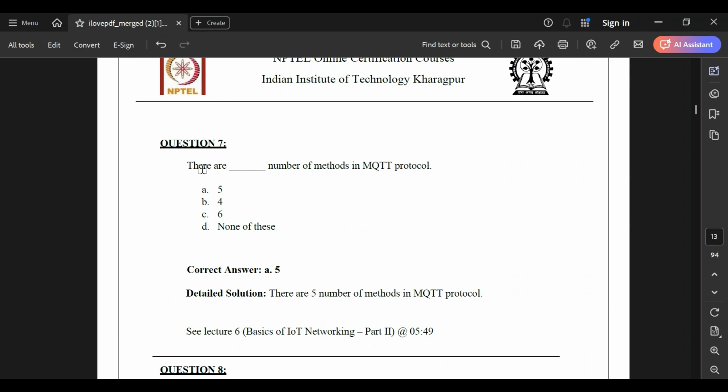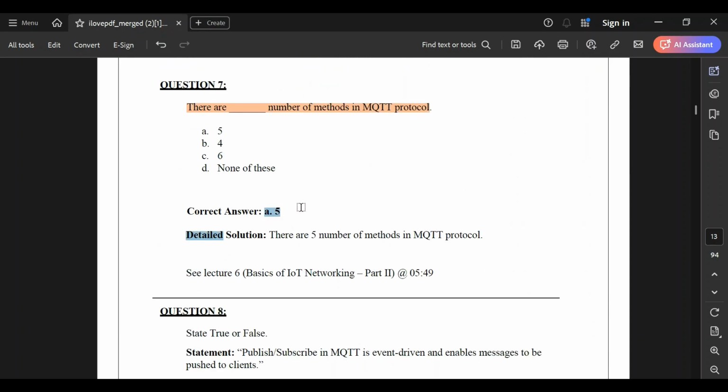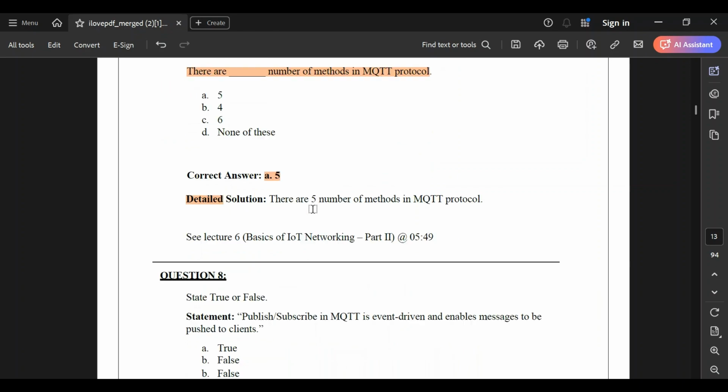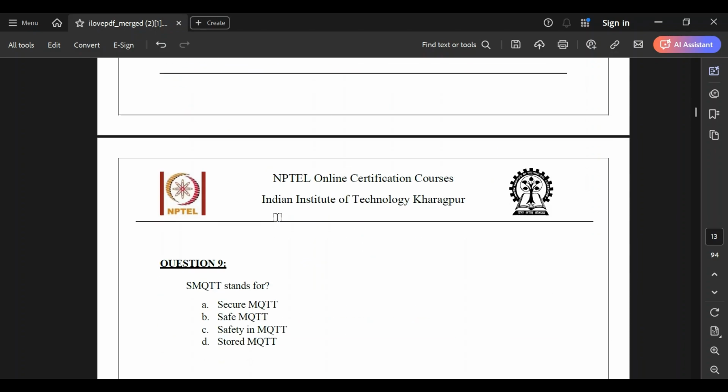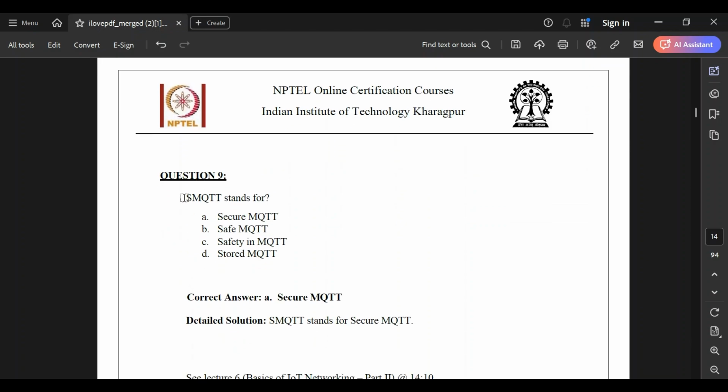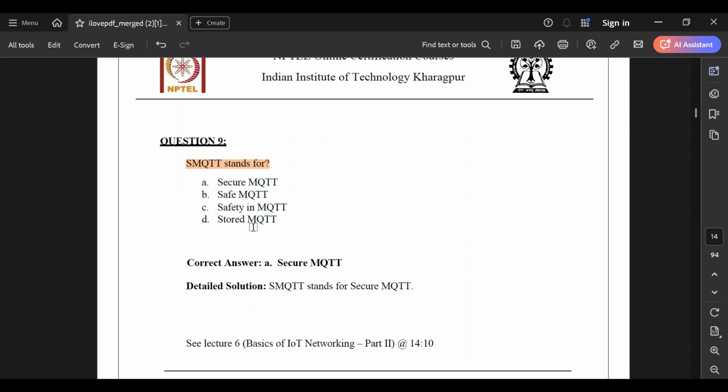Moving to the next one, there are a number of methods in MQTT protocols. There are five methods. You should remember this. Publish-subscribe in MQTT is event driven and enables messages to be pushed to the clients. This is true. SMQTT stands for secure MQTT. S is for secure.